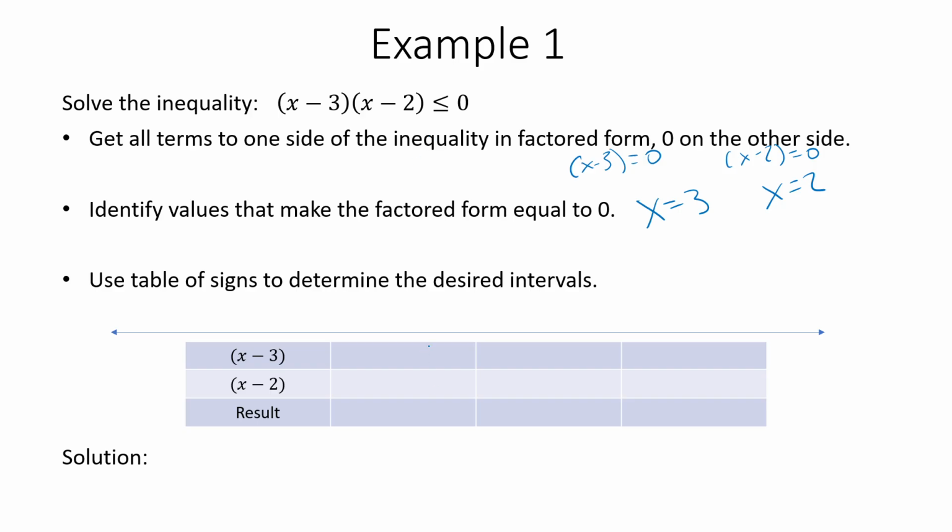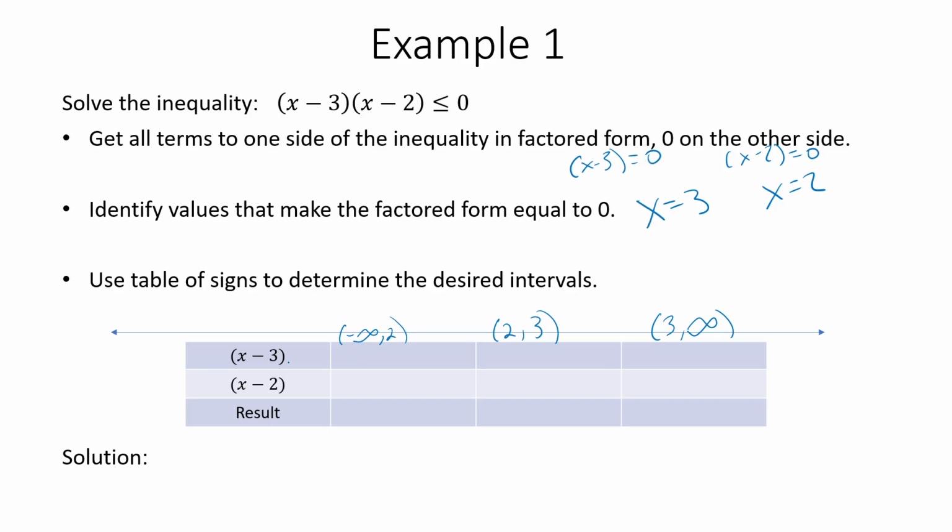Here's what we're going to want to do. 2 is our lowest number out of the two, which means that the first interval we want to look at is negative infinity to 2. Then we want to look at 2 to 3. And then we want to look at the interval from 3 to infinity.